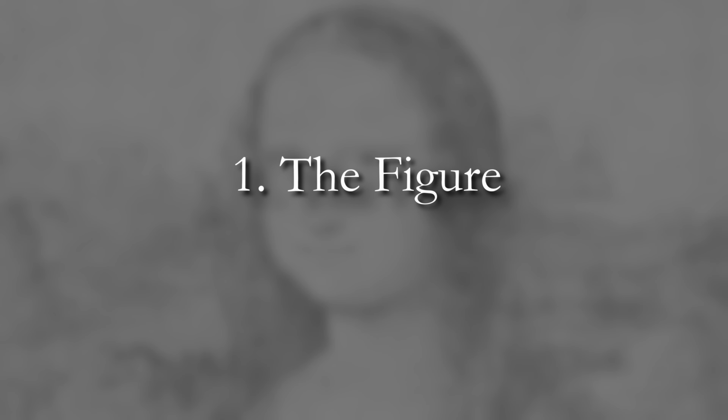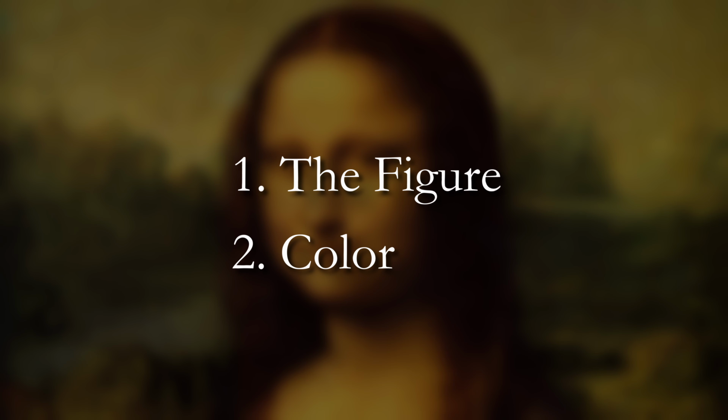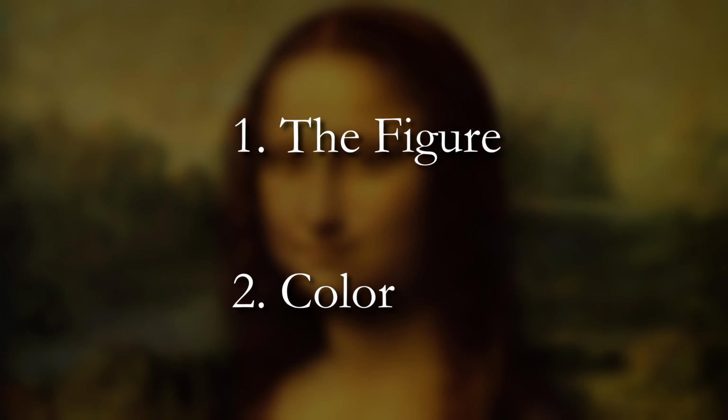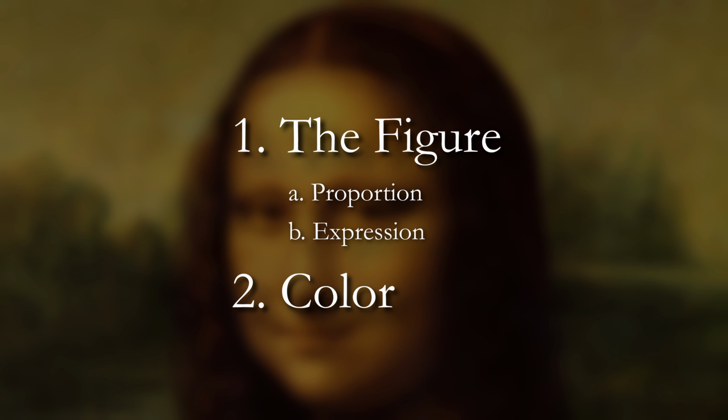Painting is divided into two principal parts. The first is the figure, that is, the lines which distinguish the forms of bodies and their component parts. The second is the color contained within those limits. The figure is divided into two parts: the proportion of the members to each other, which must correspond with the whole, and the expression of what passes in the mind of the living figure.